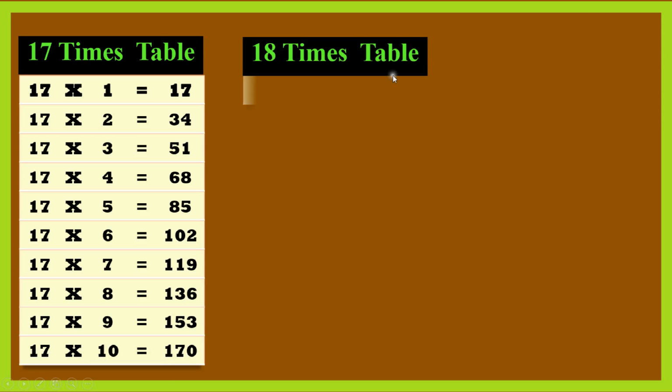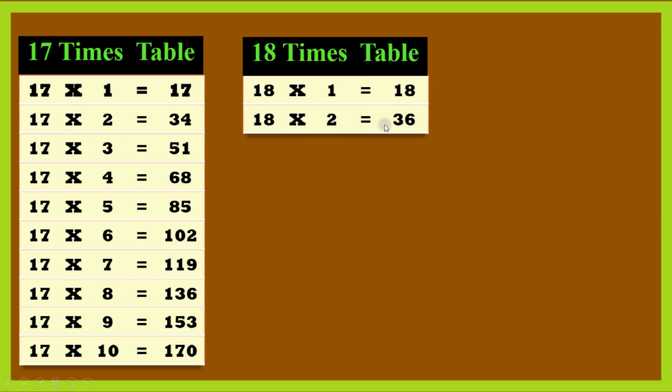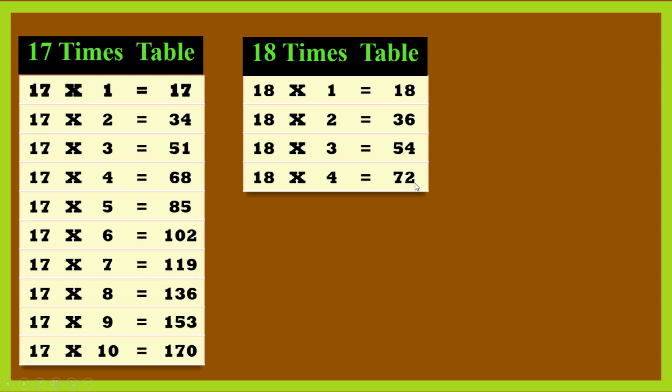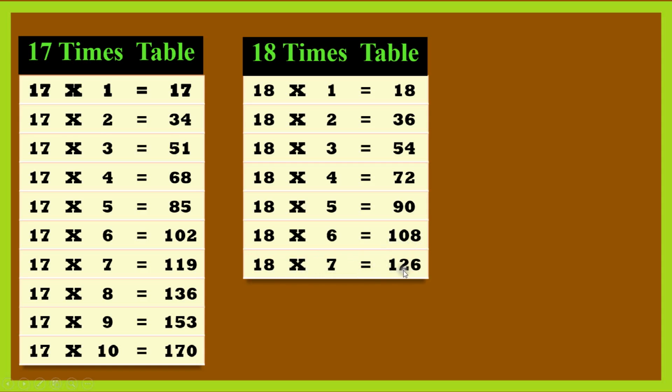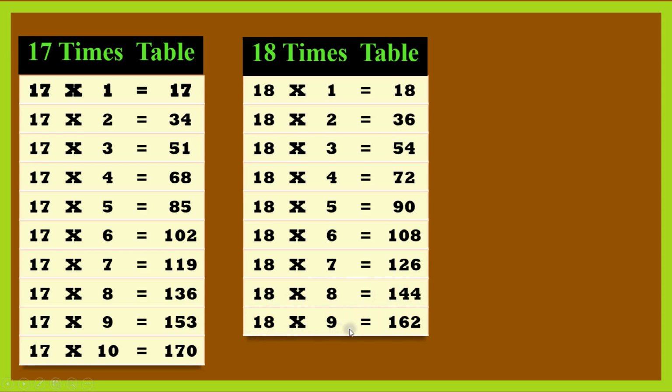18 times table. 18 times 1 is 18. 18 times 2s are 36. 18 times 3s are 54. 18 times 4s are 72. 18 times 5s are 90. 18 times 6 are 108. 18 times 7s are 126. 18 times 8s are 144. 18 times 9s are 162. 18 times 10s are 180.